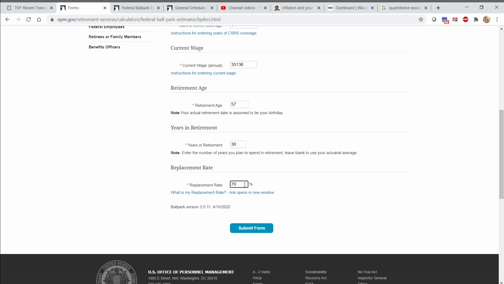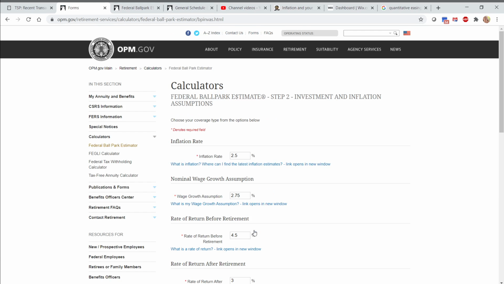Replacement rate is basically if you make 100,000 when you retire 30 years from now, that's your wage, and you want to replace 70% of your wage, then you put 70%, meaning in retirement you'll make 70,000 a year. By default 70% is in there. You can also click these links next to all the inputs and it'll give you a little bit more detail on what to do.